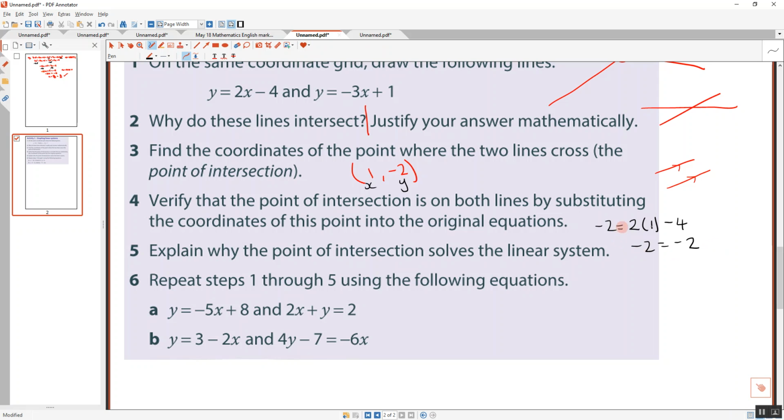So we've shown that both sides equal each other. Negative 2 take away 4, negative 2. So that works. And then you have to do it with this equation as well. So that shows that that point lies on both lines.